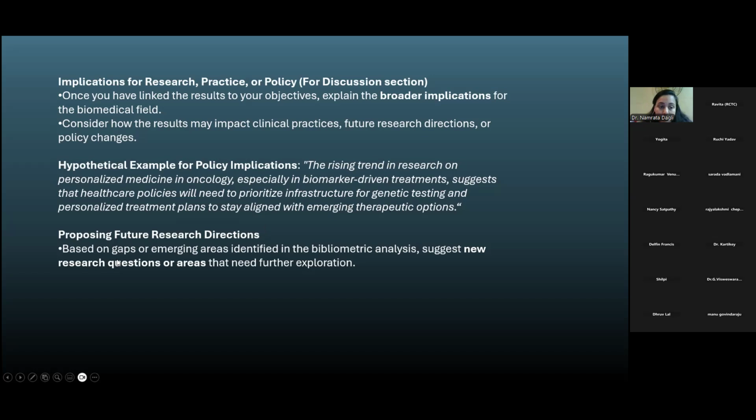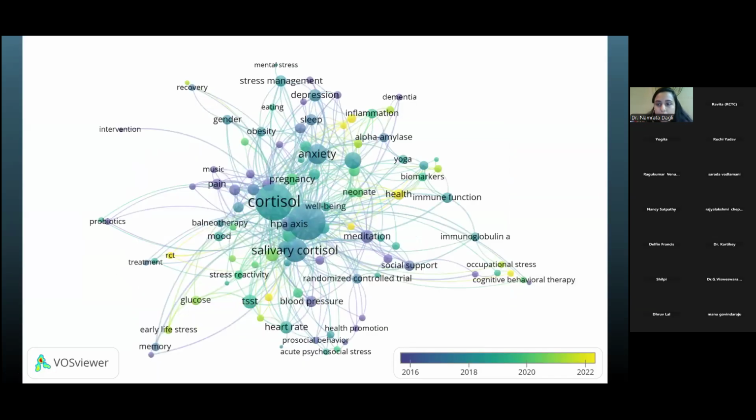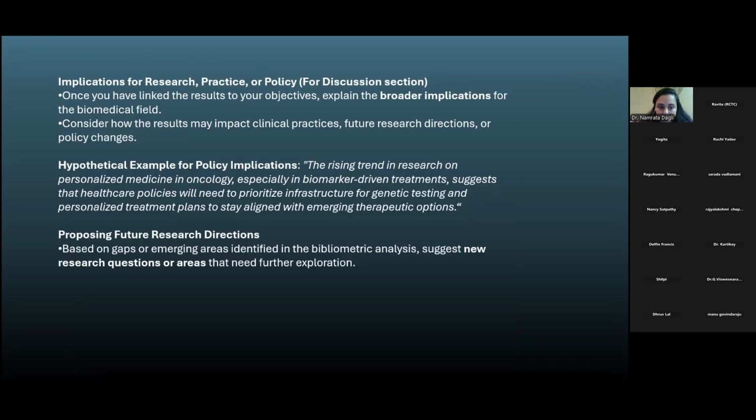Proposing future research direction. As I said, we can identify the research gaps, we can also identify the emerging areas. The areas in yellow are emerging areas. So that suggests new research questions or areas that need further exploration. So we need to mention all this in the discussion, mention what policies can be made, how the existing policies can be changed, and what can be the future research directions.